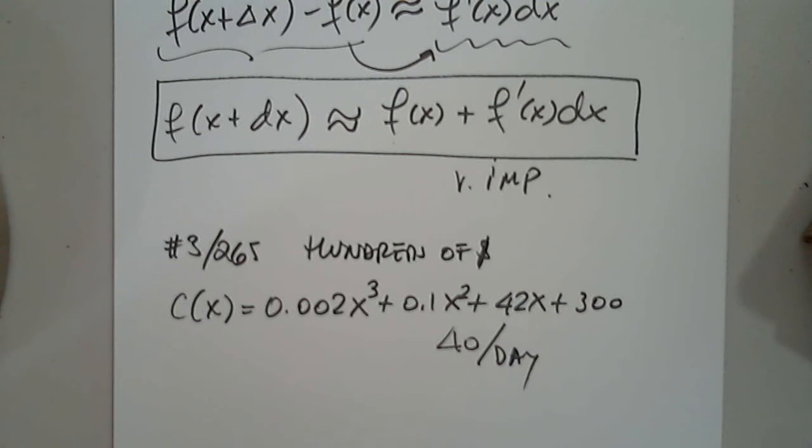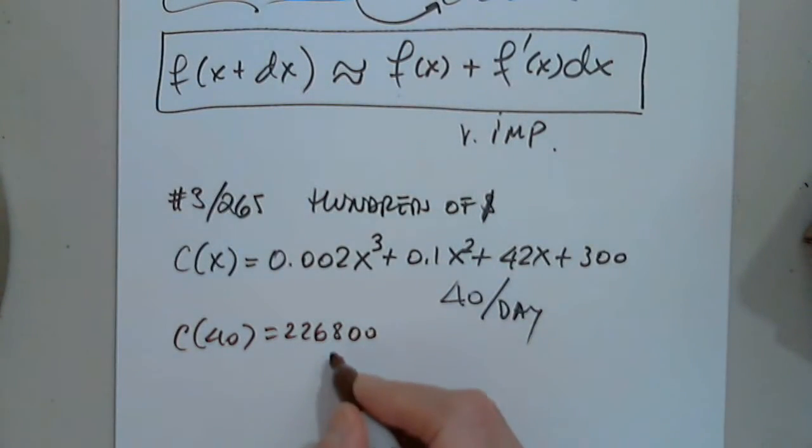Okay, plus 0.1 x squared and plus 42x and plus 300. And I'm plugging in 40. 2268, I don't think there is anything else there. Yep. So the cost of 40 is 2268. It's in hundreds. So 226,800. Okay.